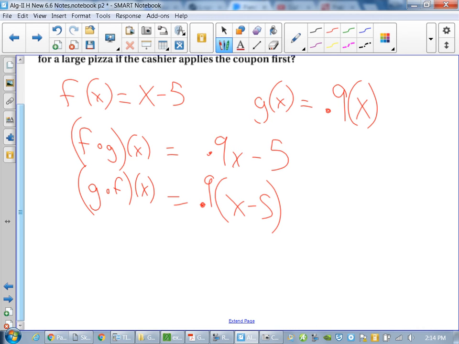And to be able to figure out what's the better bang for your buck, when you distribute things through, remember you have 0.9x minus the $5. And then the other one you have 0.9x minus $4.50. Which one of those is going to save you more money? By taking the percentage first, in general, you'll save an extra 50 cents. Woo-hoo. But hey, when you're a broke college kid, 50 cents is 50 cents.